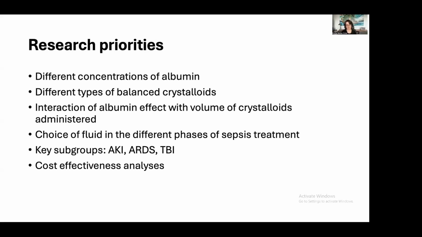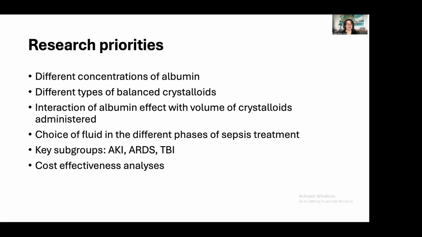While going through the guideline, we also identified some research priorities. So there are areas that often lead to a lot of discussions. Maybe we can spend some time discussing these after I'm done presenting. But we don't have high quality data to inform these. So the impact of different concentrations of albumin, the different types of balanced crystalloids, right? We know they're probably better, but what about Plasma-Lyte versus Ringer's lactate, right? What is the interaction of the effect of albumin with volume of crystalloids administered?